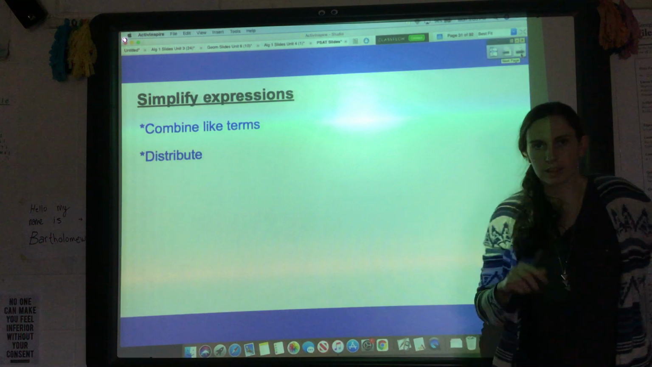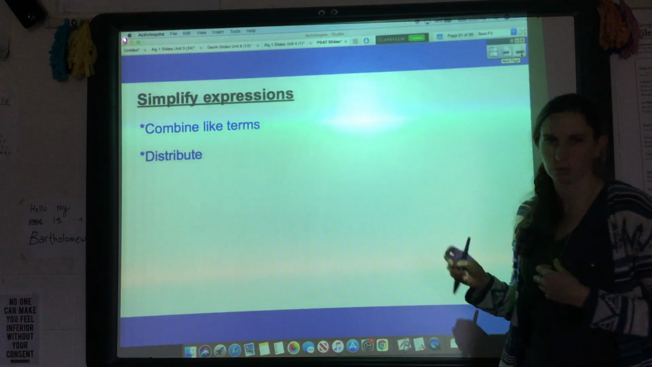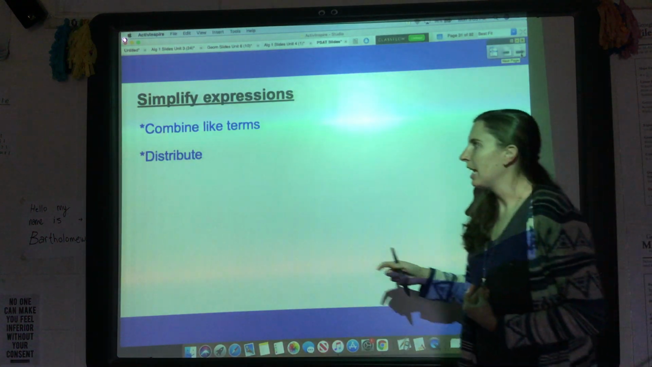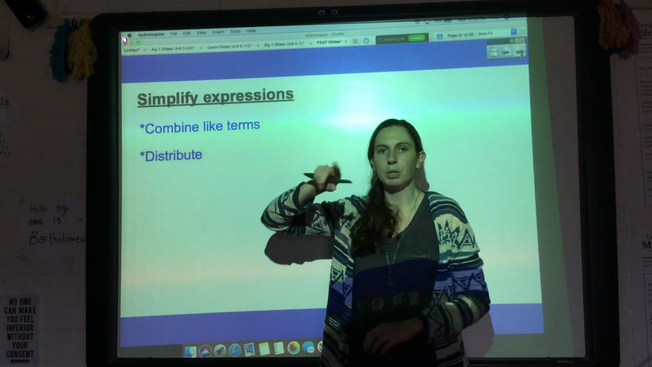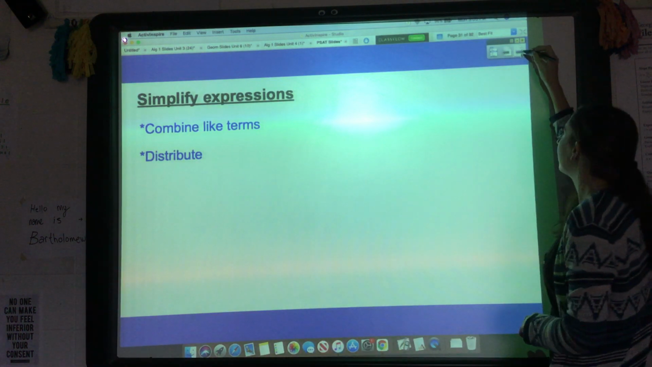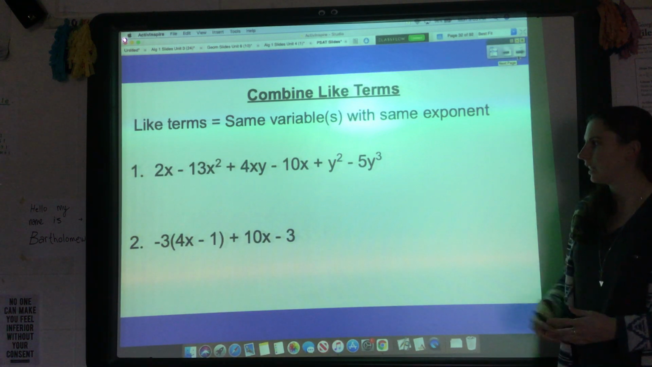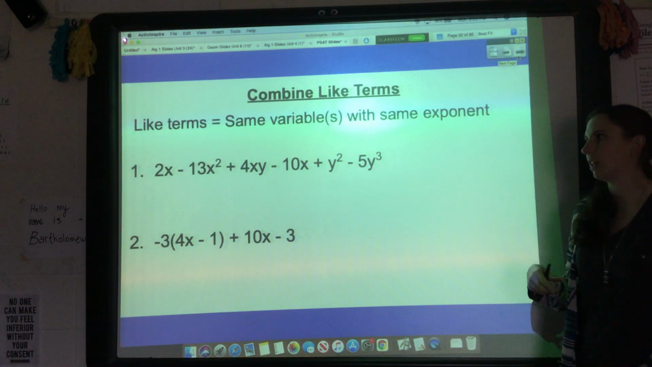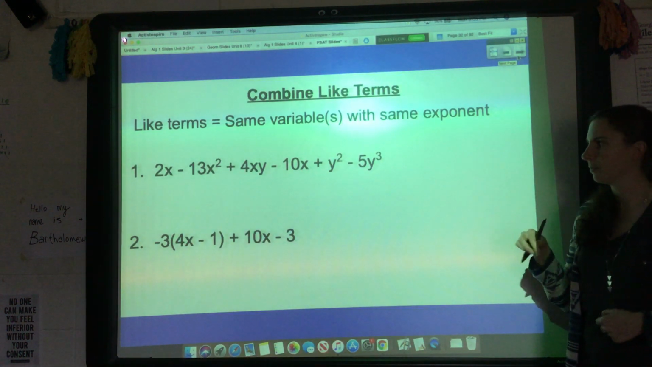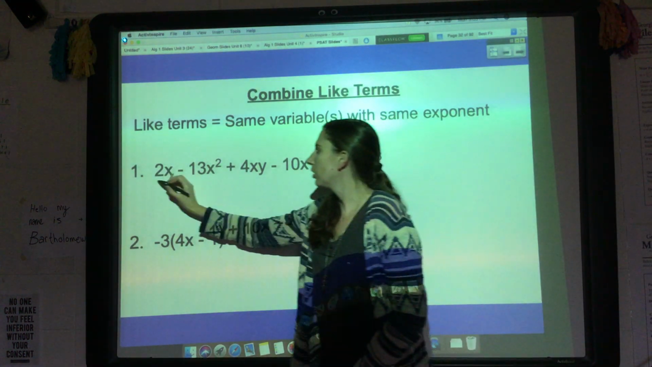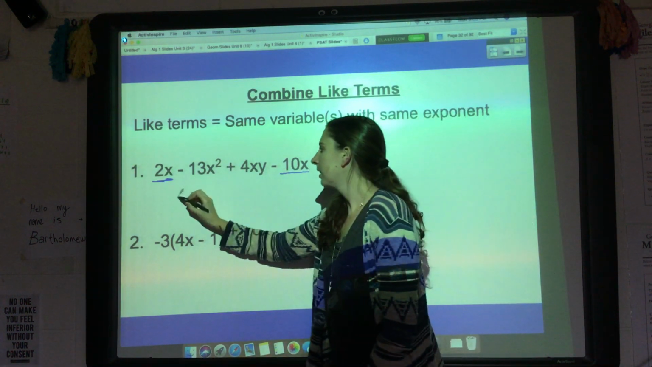All right, just a few more things. I want to remind you about how to simplify expressions, which we've kind of been doing this whole time. Anytime you can combine like terms, you want to do that. And anytime you can distribute, you want to do that if you're trying to simplify. For example, this one has a lot of terms, but some of them are alike, meaning they have the same variables, the same exponents. For example, 2x and negative 10x are like terms. That makes negative 8x.